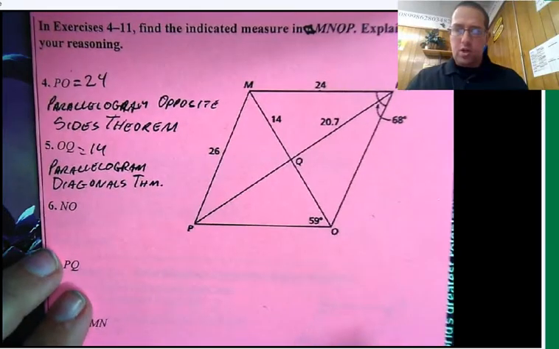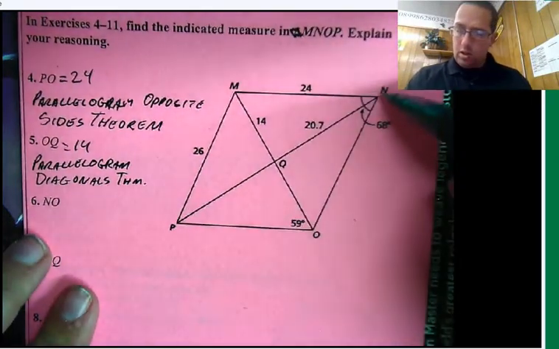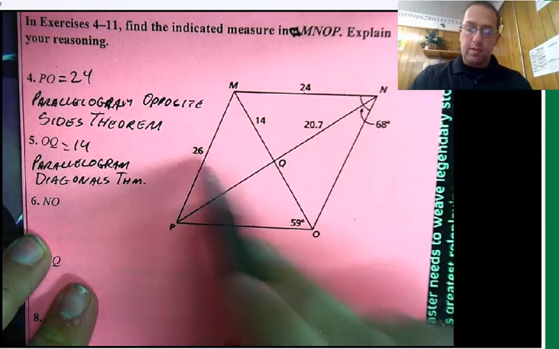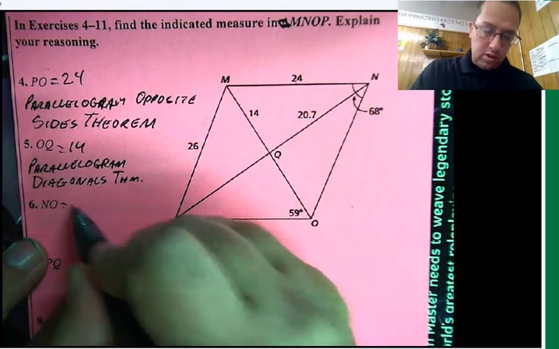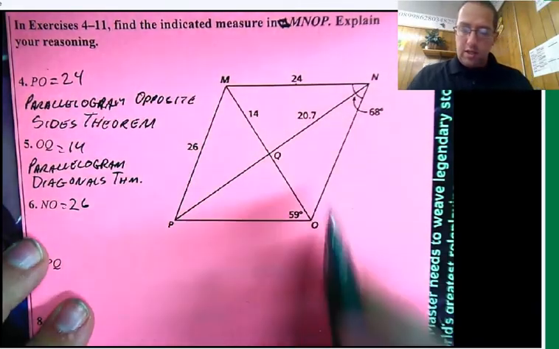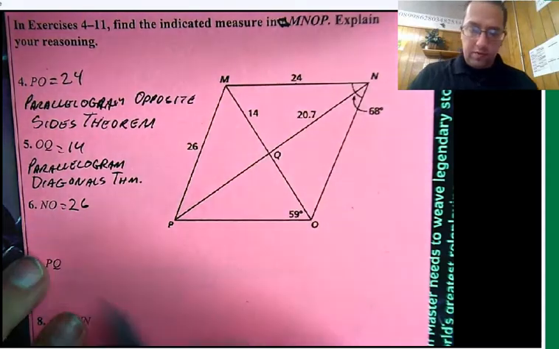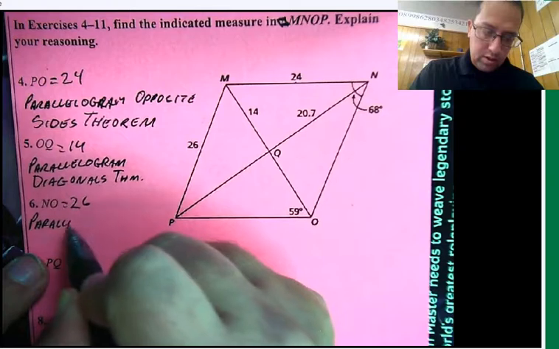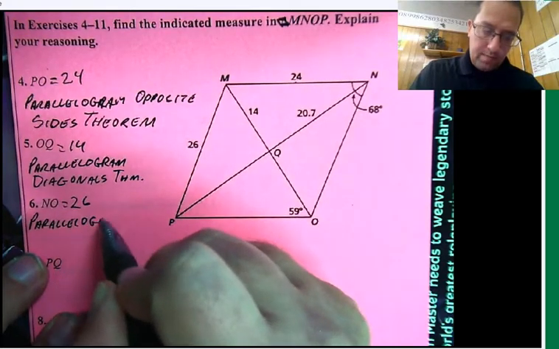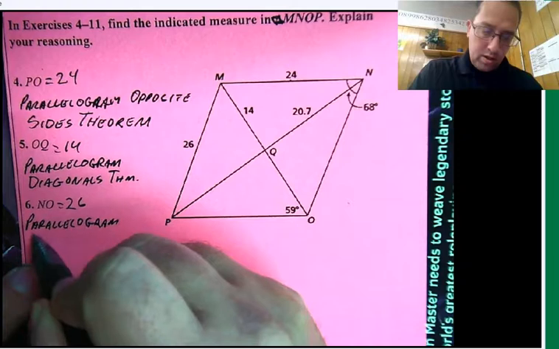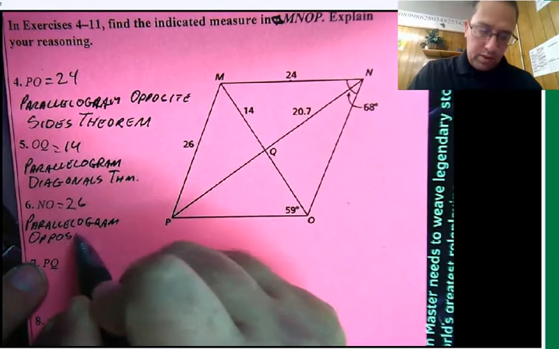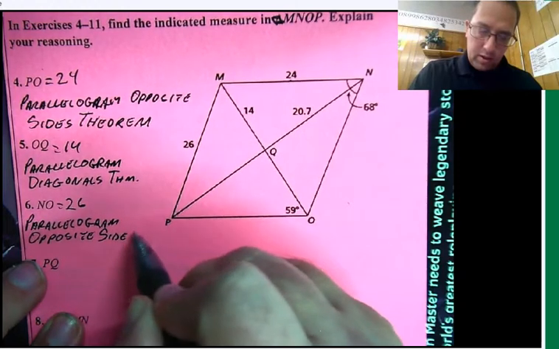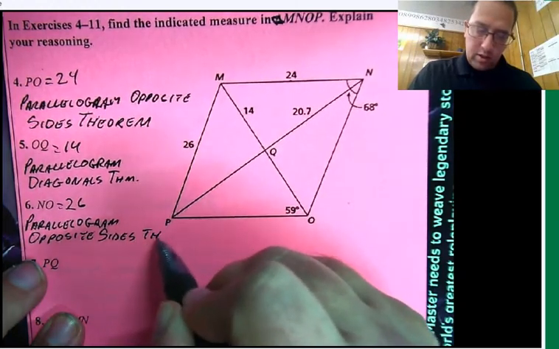Okay, segment NO. All right. Segment NO is right here. What's that going to equal? Yeah, that's right. It's 26. Opposite sides are congruent. So this is going to equal 26. And this is going to be the same reason we had up on number 4. Parallelogram opposite sides theorem.